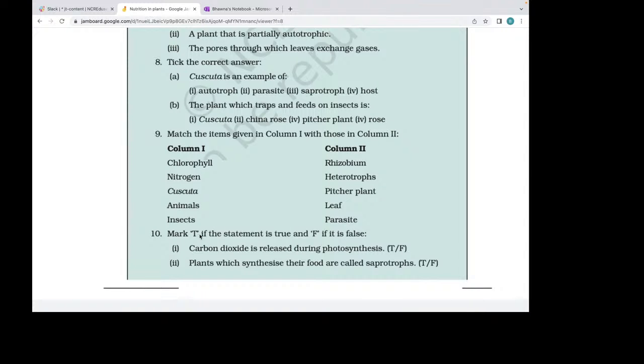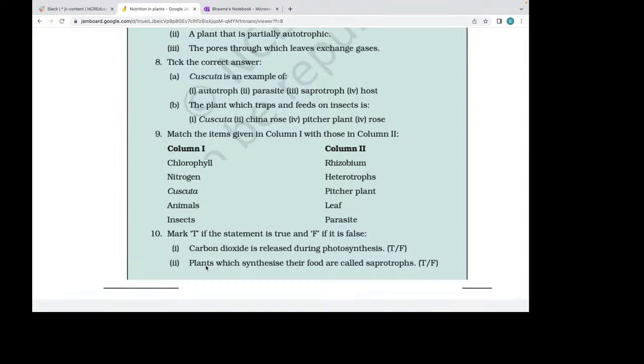Now mark T if the statement is true and F if it is false. Okay, let's figure it out. So first one is carbon dioxide is released during photosynthesis. Is carbon dioxide released during photosynthesis? What do you think? I think no, it is being absorbed. Oxygen is released during photosynthesis. Okay, so this statement is false, the first one.